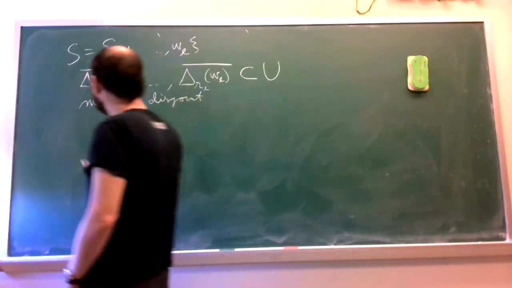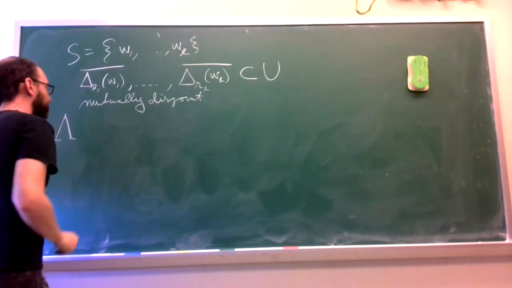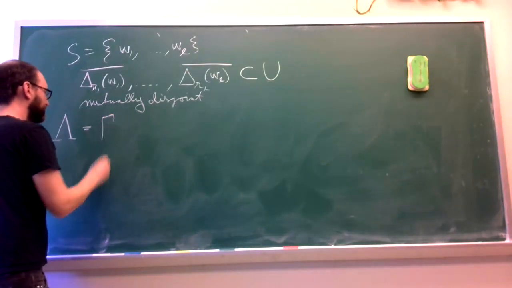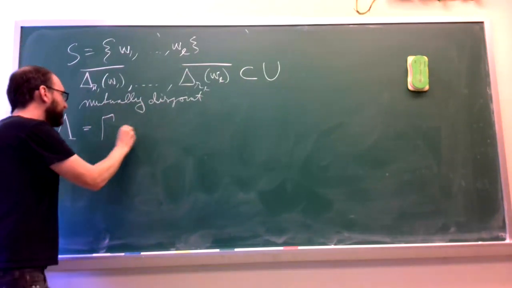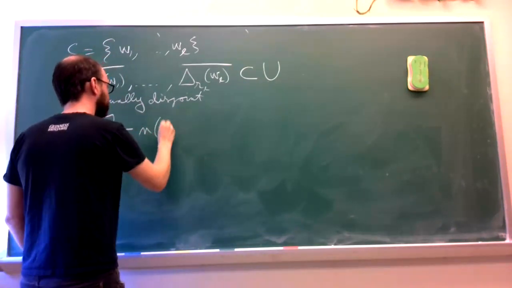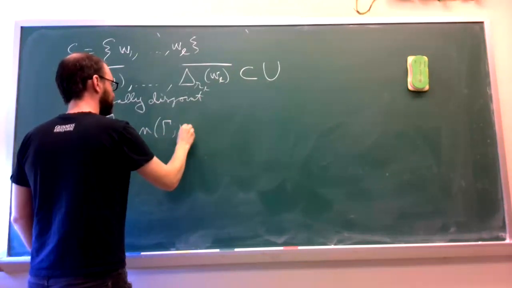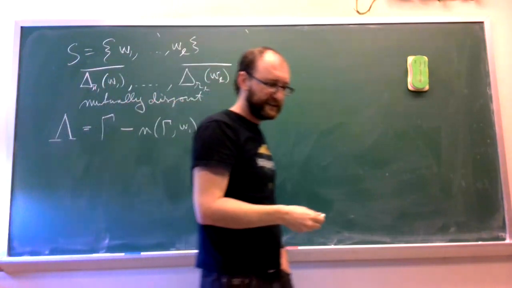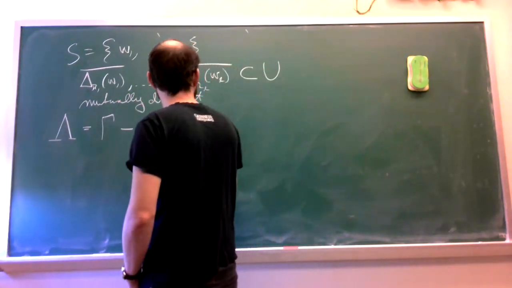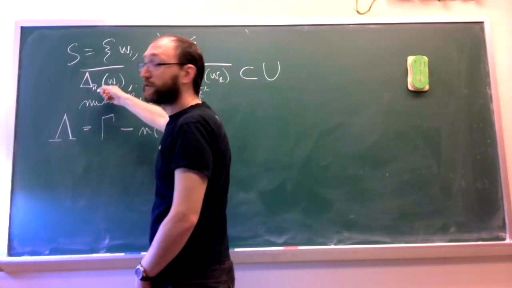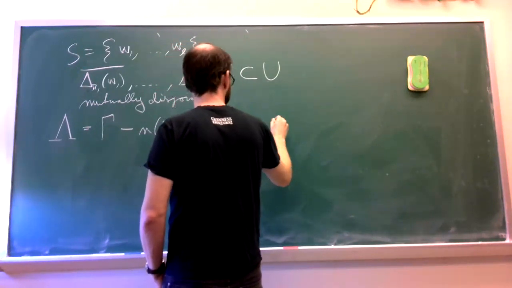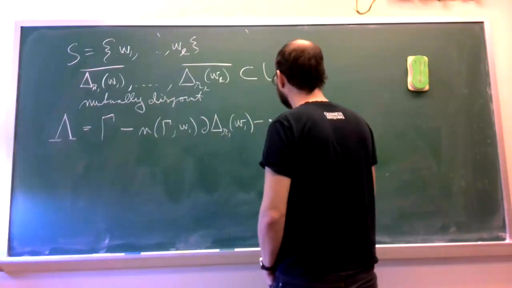So let's define a new cycle. Lambda is going to be gamma, our cycle that we're interested in. And now we're going to subtract. I'm going to take the winding number of gamma around W1, and then I'm going to take that many copies of this circle, the boundary over here, the circle of radius R1. And I do this, and I subtract this for all of them, right?